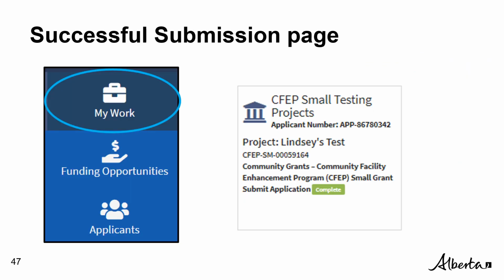After submitting your application, return to the My Work homepage, and under Recent Submissions, you will see that your application status has changed to Complete in green. Please keep in mind that there is a 6-month review period from the application intake date. For example, if you submitted your CFEP Small application for the January 15th intake, you would receive notification on the outcome in July. During the review period, you may be asked for further clarification on your application.